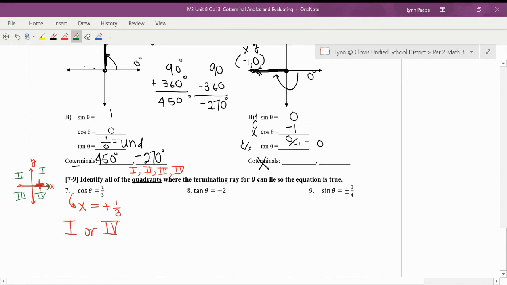And then let's take a look at number 8. So the tangent, so remember tangent is y divided by x, and then equal to -2. And remember for tangent, we want to think of it as slope, right? Because delta y over delta x, or rise over run. So how would I get to draw a negative sloped line through the origin? And I would go this way, right? Wouldn't that give me a negative sloped line? So that means I would have to be here in quadrant 2, or down here in quadrant 4.